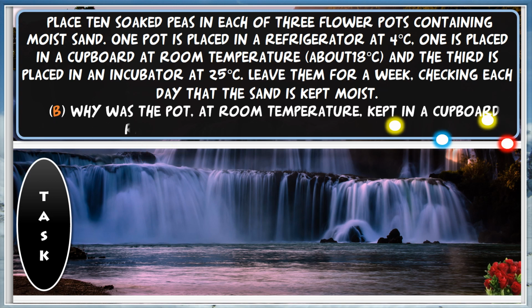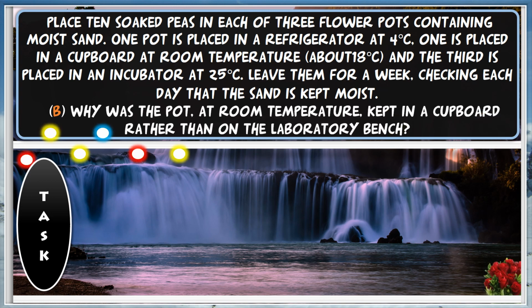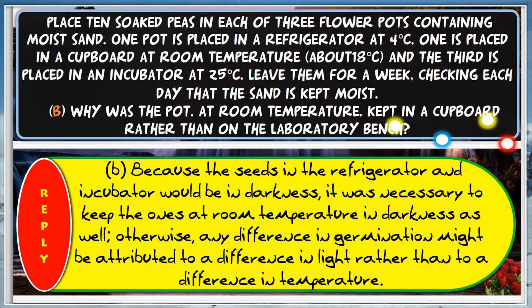Part B. Why was the pot at room temperature kept in a cupboard rather than on a laboratory bench? Because the seeds in the refrigerator and incubator would be in darkness, it was necessary to keep the ones at room temperature in darkness as well. Otherwise, any difference in germination might be attributed to a difference in light rather than to a difference in temperature.